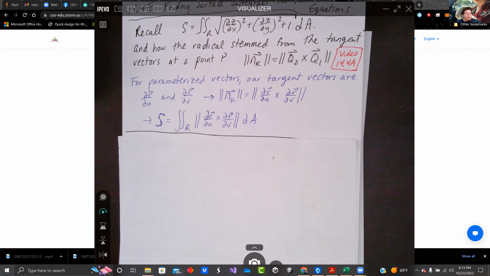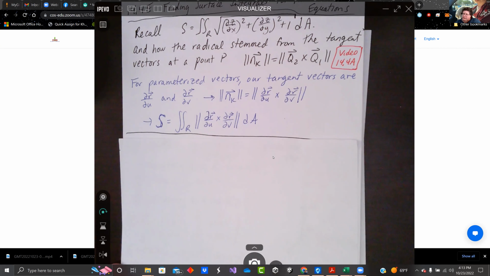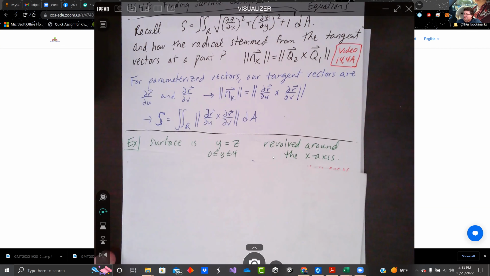So in the last problem, we did prove the sphere was radial, the radial vector was normal everywhere. We can look at finding the surface area. We're not going to do the sphere. We're going to do another problem though. Our surface is y equals z, and y is going to go from 0 to 4, and we'll revolve that around the x-axis.